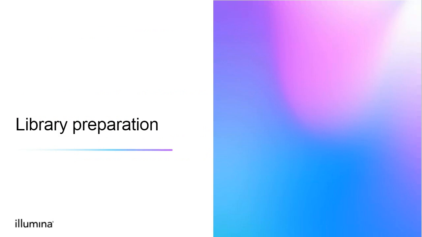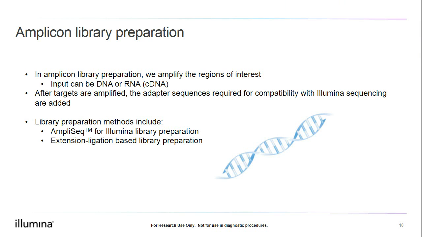Now let's take a look at Amplicon library preparation. In Amplicon library preparation, we use primers to amplify the region of interest. Input can be DNA or RNA, though for RNA, we will convert the nucleic acid to cDNA prior to target amplification. After we amplify the target regions, we will add adapter sequences, which are required for compatibility with Illumina sequencers.